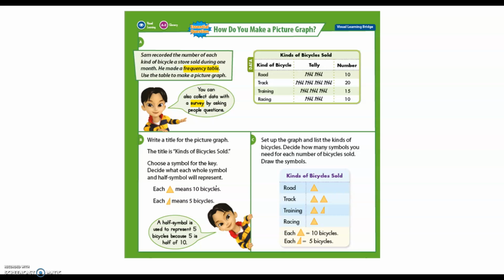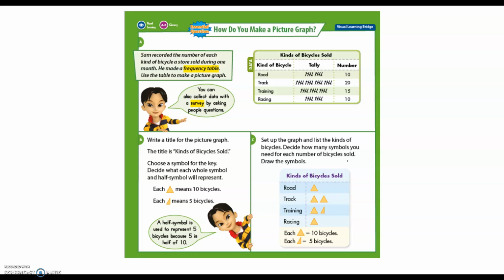So looking at Sam's picture graph, he chose triangles as his pictures. Each full triangle means 10 bicycles. Each half triangle means 5 bicycles. A half symbol is used to represent 5 bicycles because 5 is half of 10. Last, you're going to set up your graph and list the kinds of bicycles. Decide how many symbols you need for each number of bicycles sold.